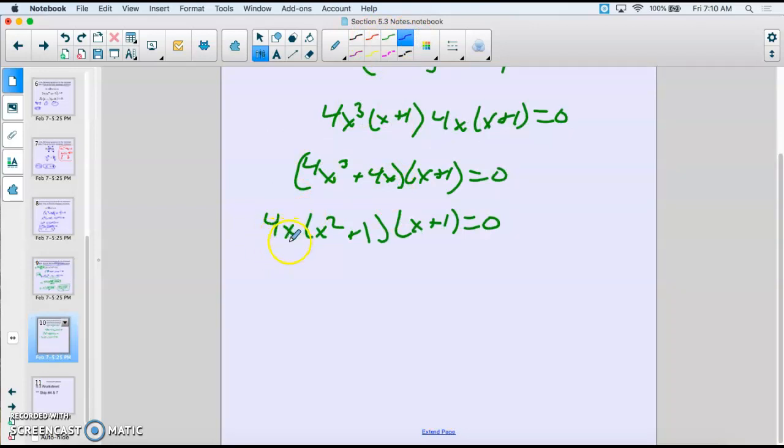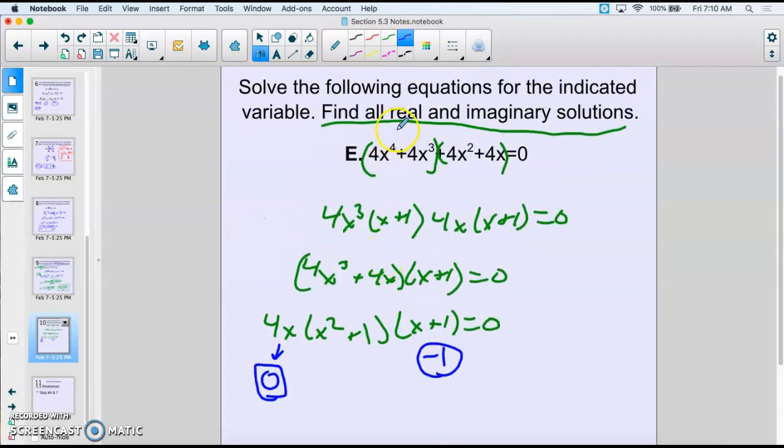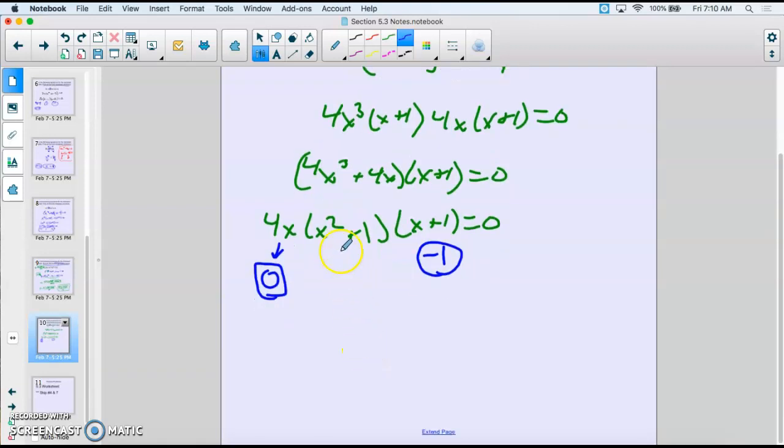This one's easy. 4x equals 0. 4 times what equals 0? 0. This one's easy. What number plus 1 equals 0? Negative 1. Okay, so far I have 2 of my zeros. How many do I need in total? 4. Okay, so now I need to set this equal to 0.